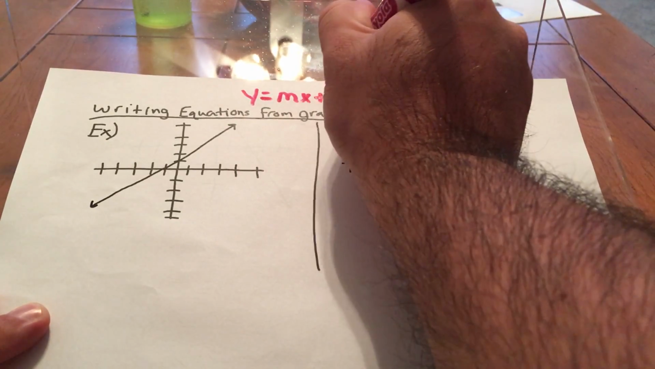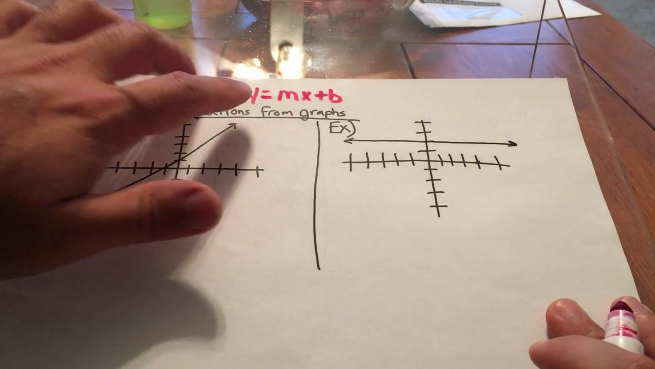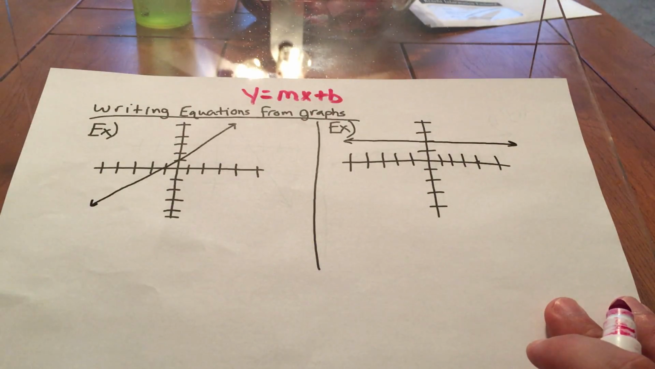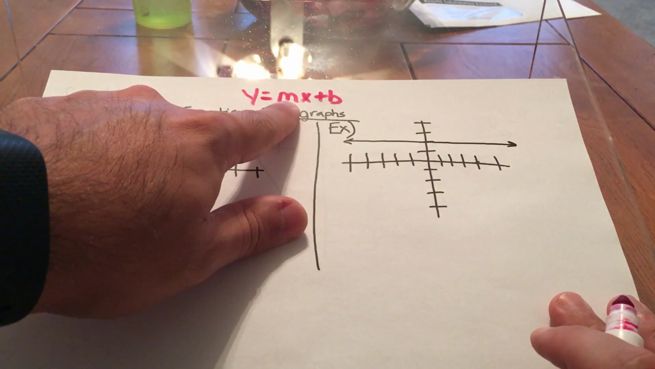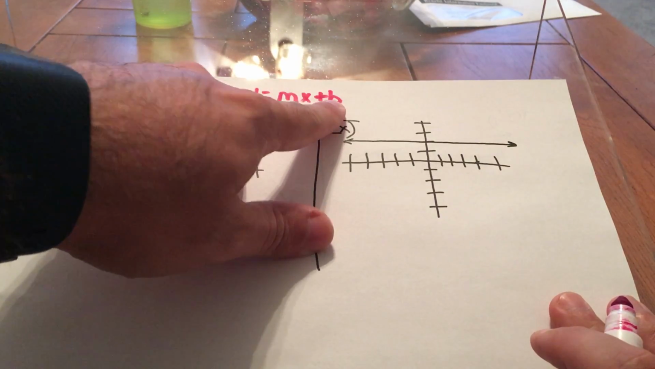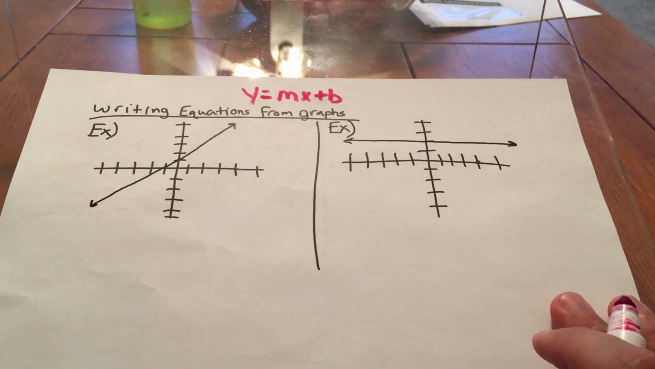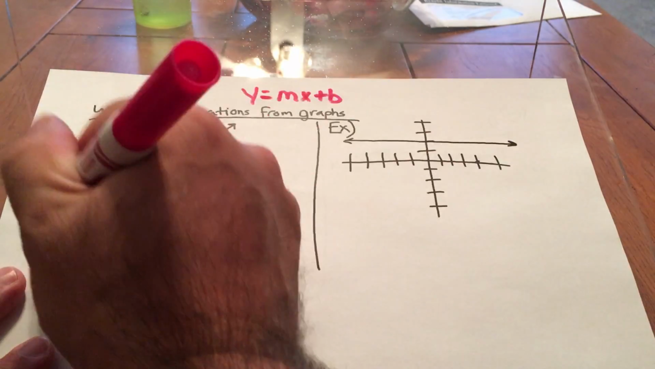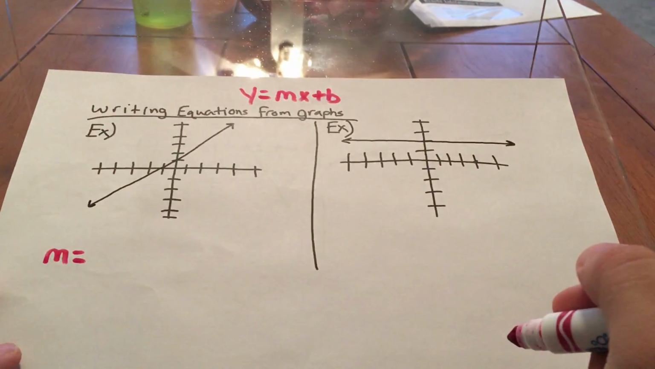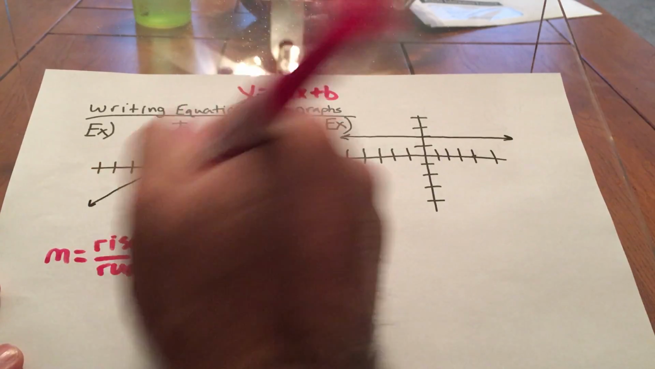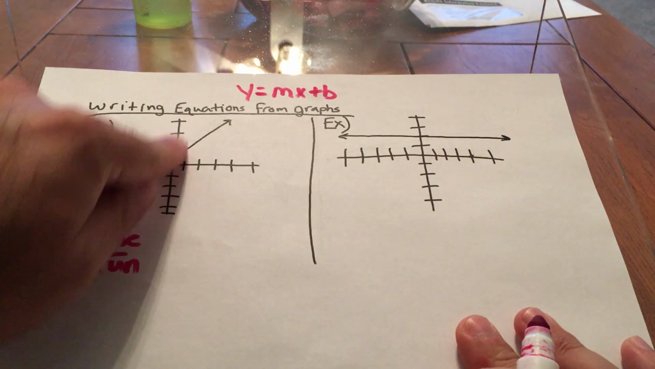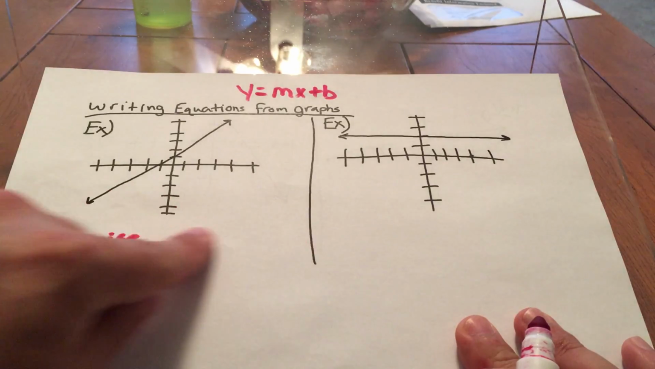Y is equal to mx plus b. Remember, in function notation, you could call that f of x if you wanted to, and that would be fine. So in this case, what we need to find in order to write this equation is we need a number for m and we need a number for b. And in this case, we use the definitions of what those things are. Remember that m is the slope. So m, the slope, is equal to the rise over the run. All right, remember the rise is the distance up or down, and the run is the distance left or right.